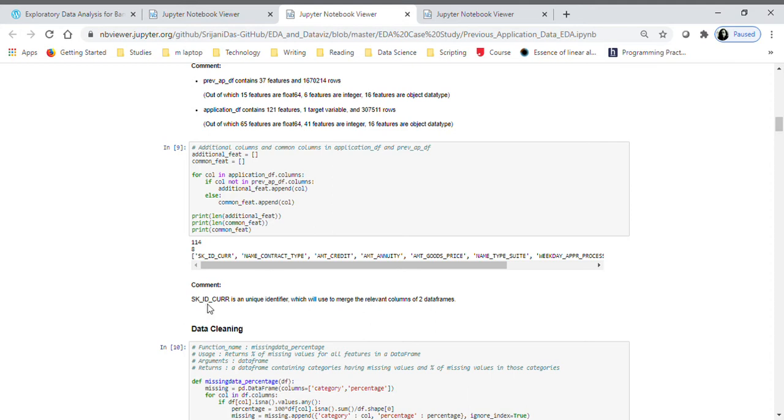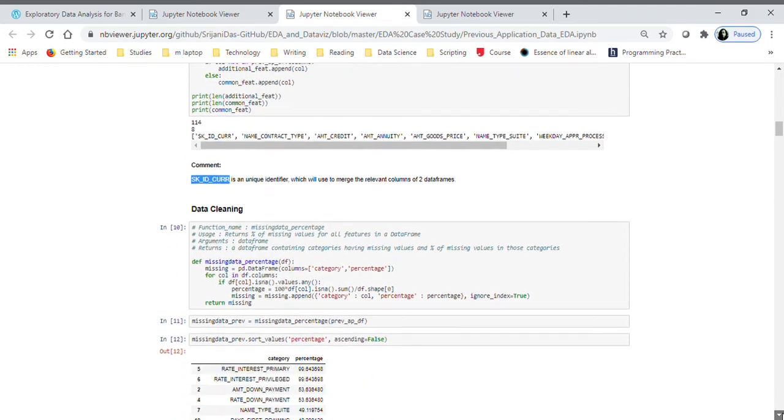And since we have 2 tables, or 2 data frames, in our hand, definitely there is a chance that we might need to merge these two, or take one feature from this table and try to relate it to another feature from another table. Because of that, I found out which is the common column that I can use to merge these two data frames, if at all required. So SK_ID_CURR is a unique identifier which I can use to merge these two data frames.